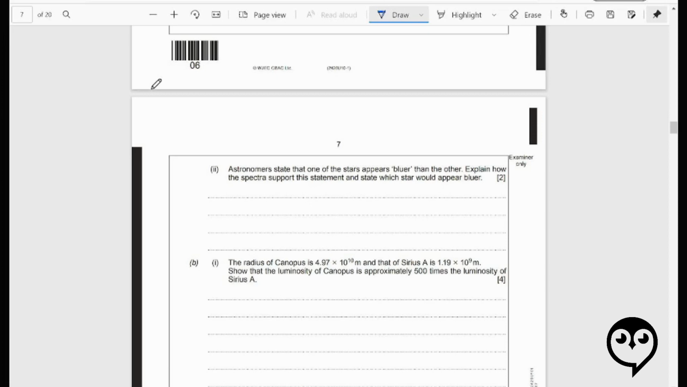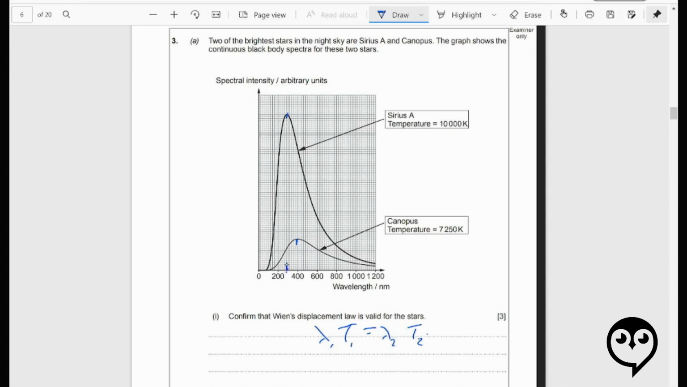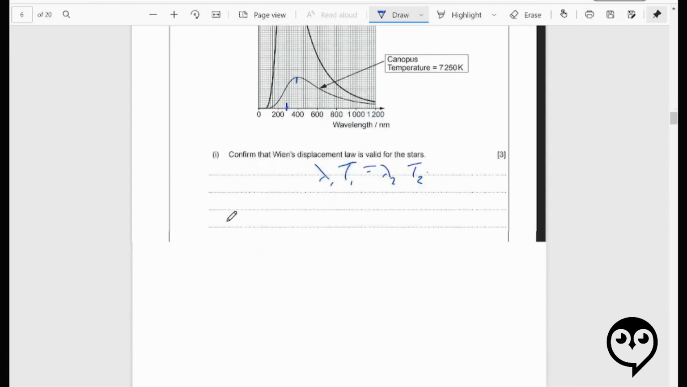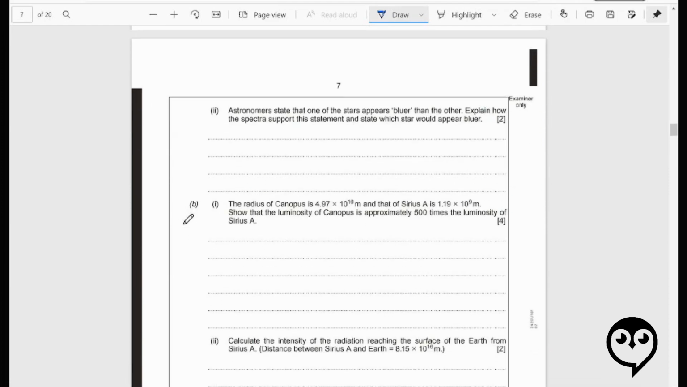Astronomers state that one of the stars appears bluer than the other. Explain how the spectra support this statement and which star would appear bluer. Right, so, well, we see here that for Sirius A, its peak wavelength is around the 350, and that's in the blue region, nanometers, so that's fine. And we would say that's the one that's going to appear bluer.